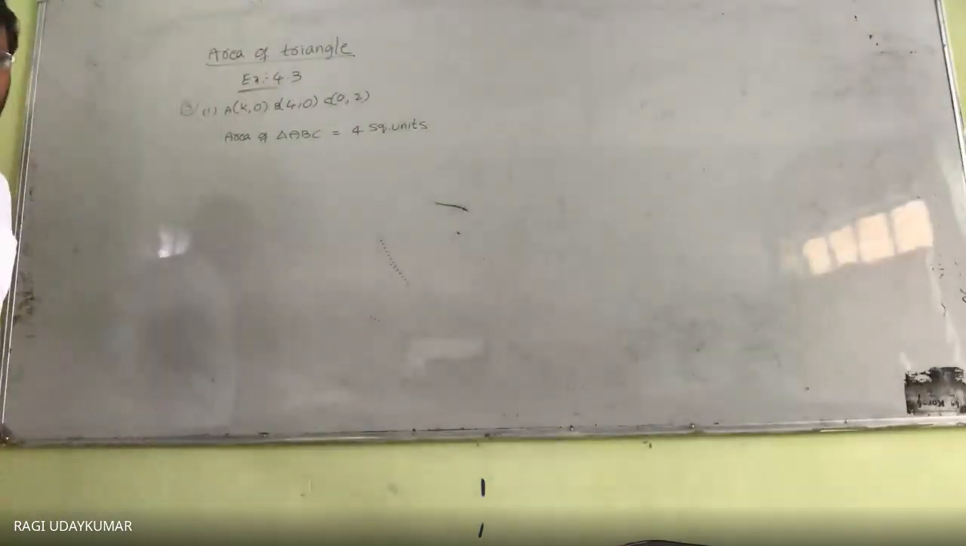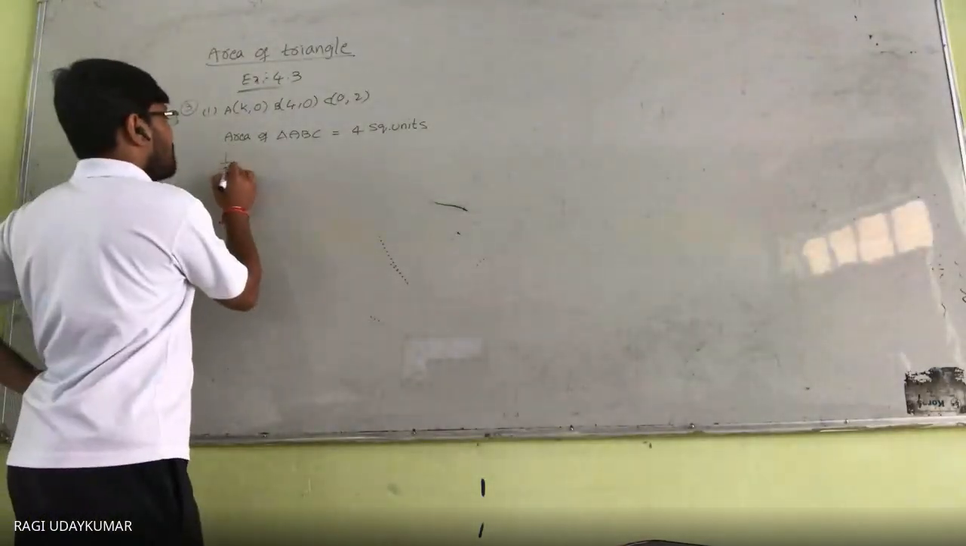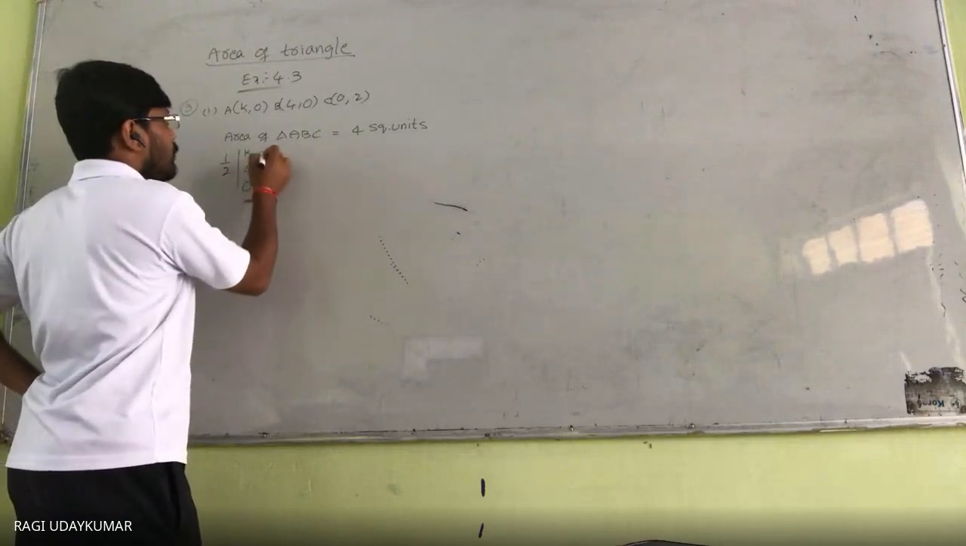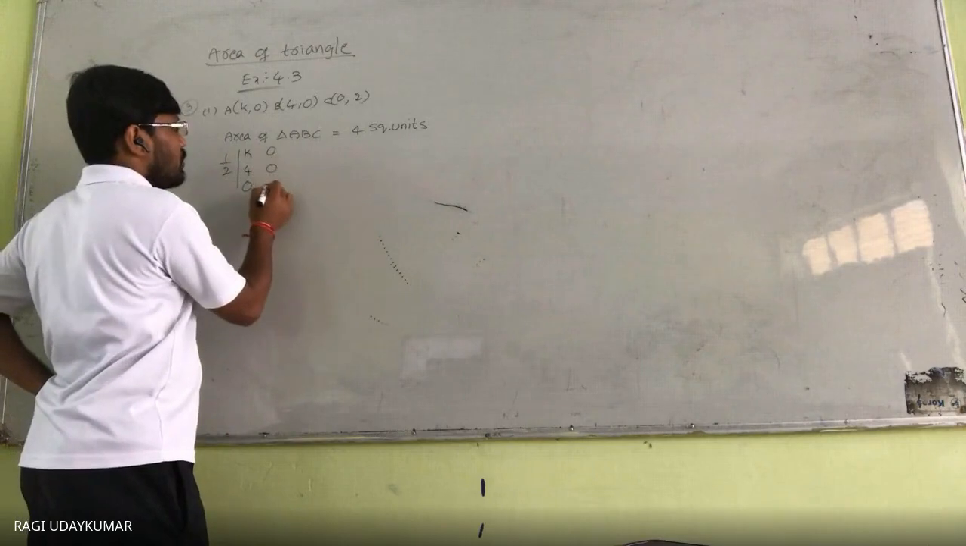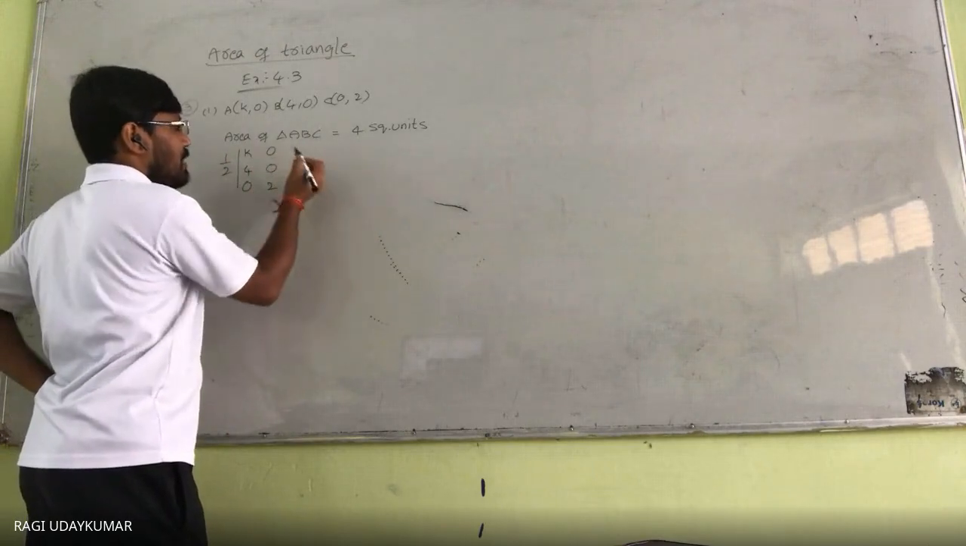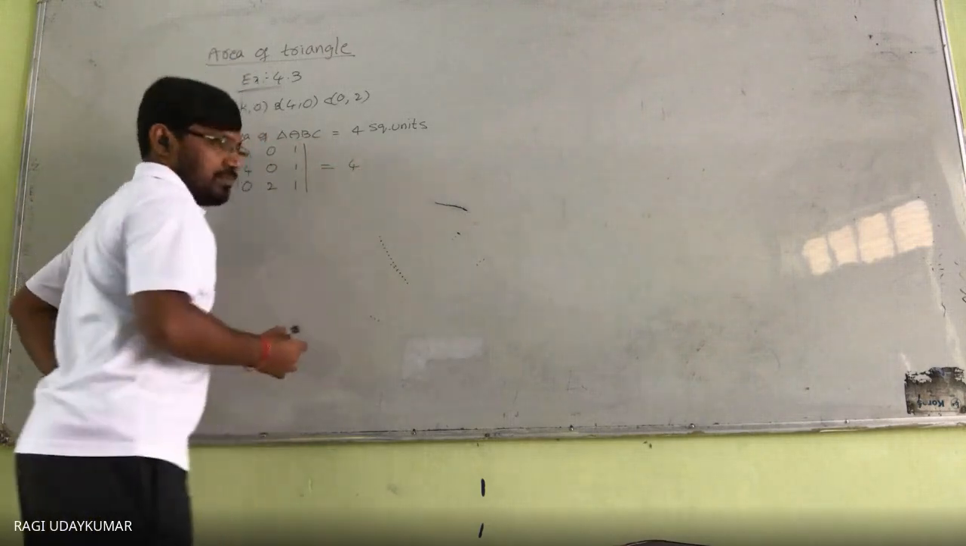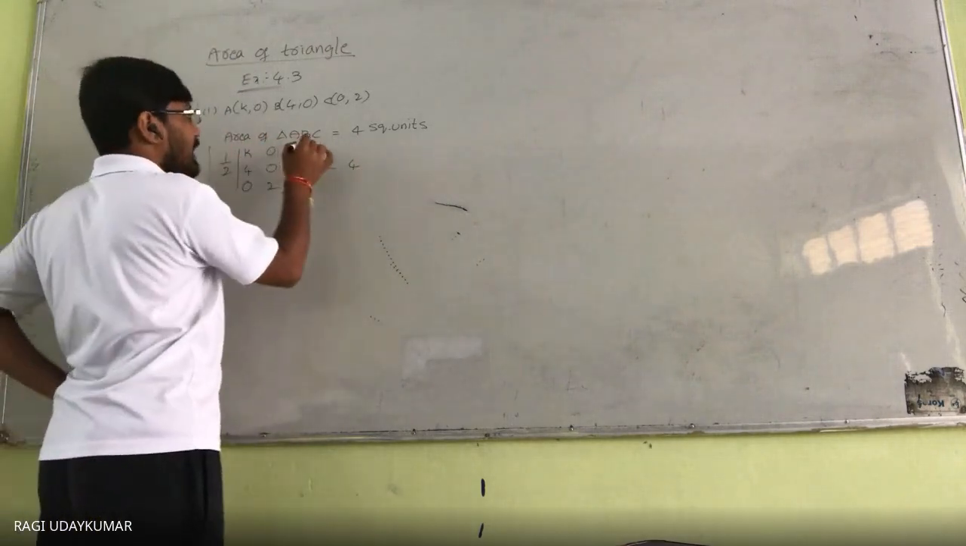So the area of the triangle is half into the determinant of k 0 1, 4 0 1, 0 2 1. This is equal to 4. And the modulus should be taken into consideration.